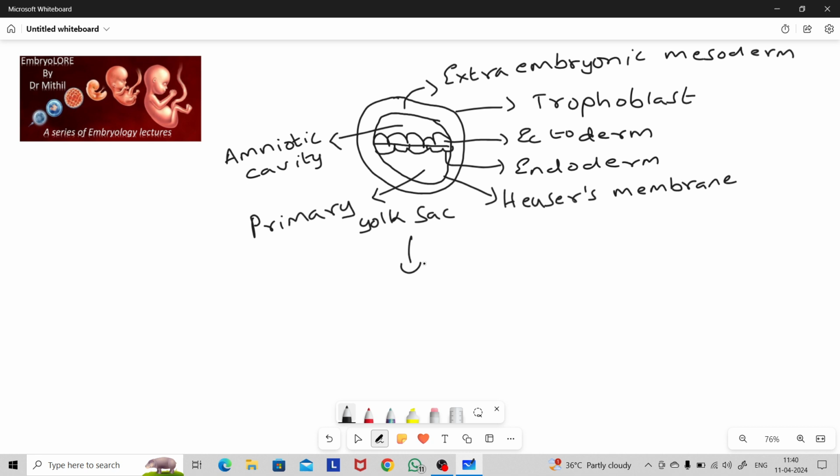And now due to this development, the primary yolk sac will be smaller, and now it is called the secondary yolk sac. Along with that, the extra embryonic mesoderm is also having two parts. So now let us try to understand with the diagram.